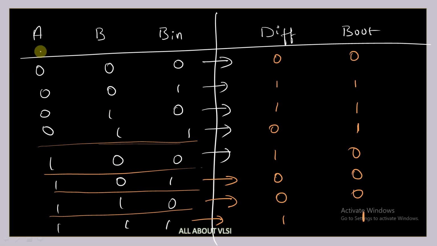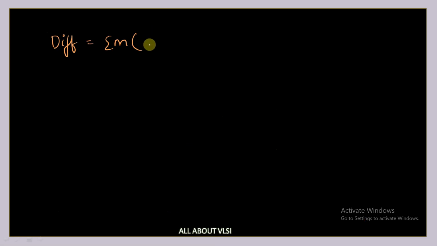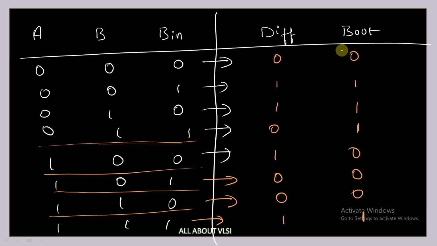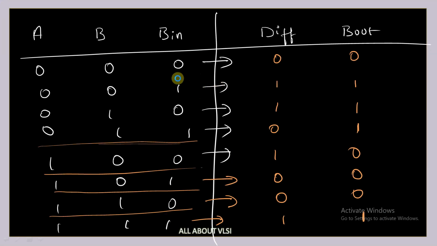Okay. Now what is your difference? Difference is nothing but sigma m 1 2 4 7. And what is your borrow which you are getting? Which is nothing but sigma m 1 2 3 7. Right? Am I right? Are the borrow and difference equations correct? Please let me know.